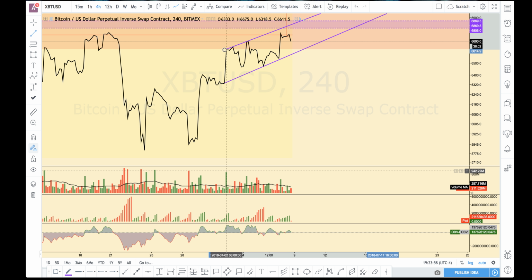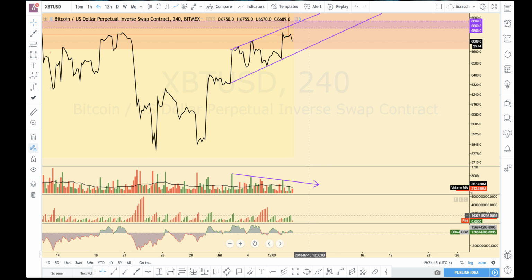After the impulse, volume has been decreasing as price goes up. I don't like that. I don't like that. And if you're bearish or you're bullish, you shouldn't like this either. This should concern you, that there isn't a lot of buying pressure.